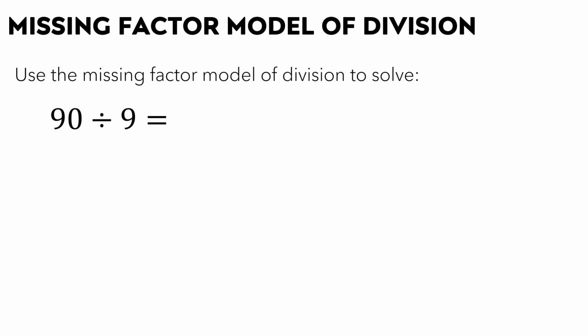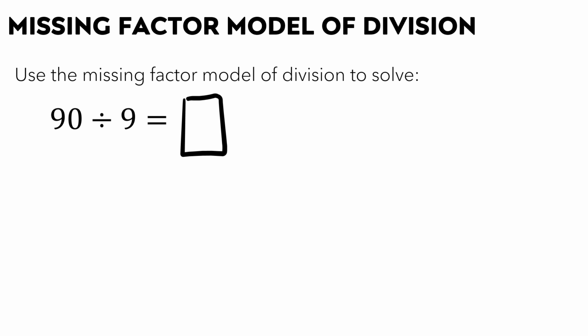Here we're doing a straightforward problem. It says use the missing factor model of division to solve 90 divided by 9 equals blank. You're going to start by calling that blank a square. As students get older and their math knowledge becomes more sophisticated, you could call this a variable, but for now we'll just call it a blank box.